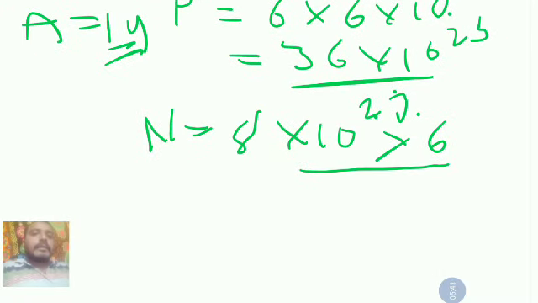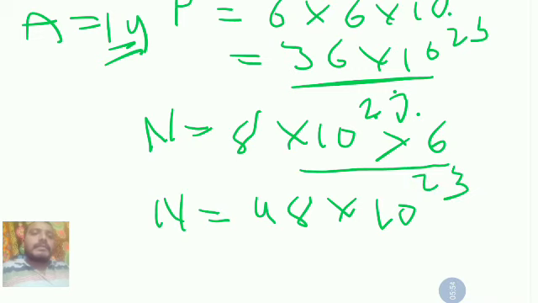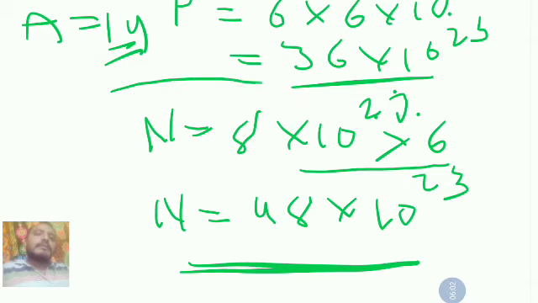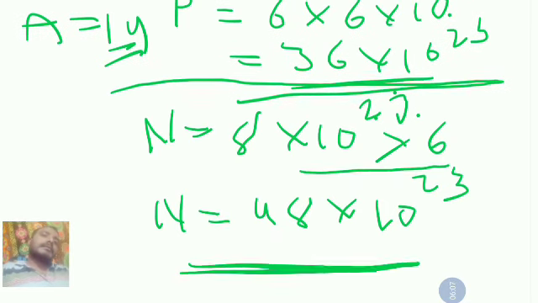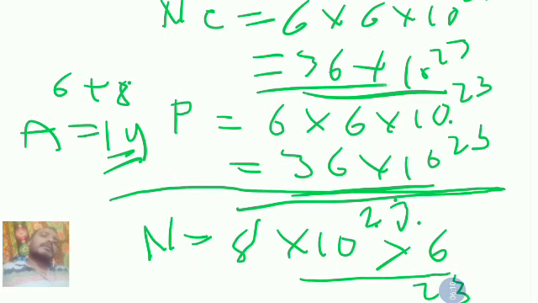So our answer: the number of neutrons is 8 times 6, 48 into 10 to the power of 23. It is the answer. The number of protons is 36 into 10 to the power of 23. The number of electrons is 36 into 10 to the power of 23. So these are the numbers of protons, electrons and neutrons.